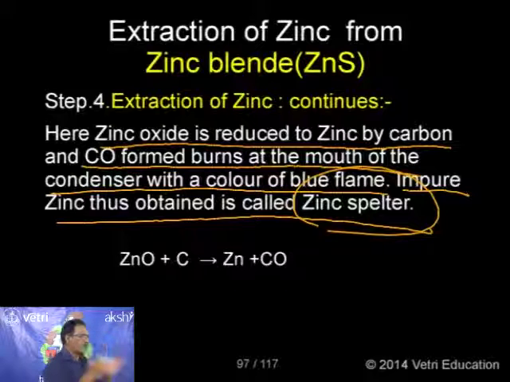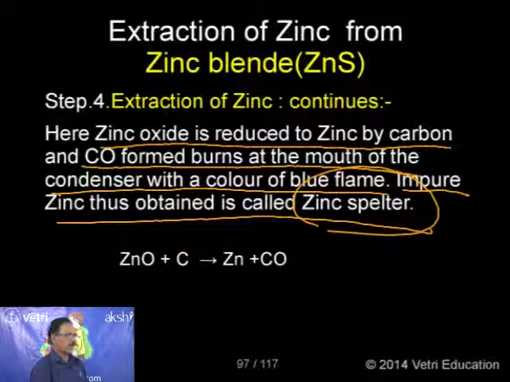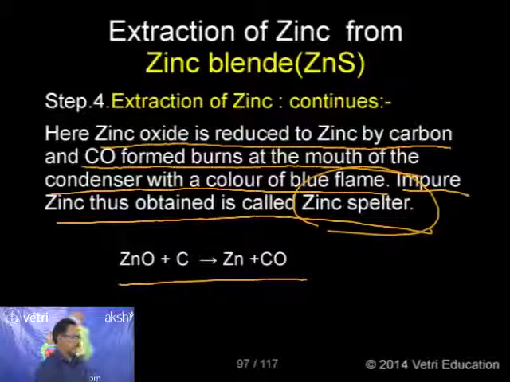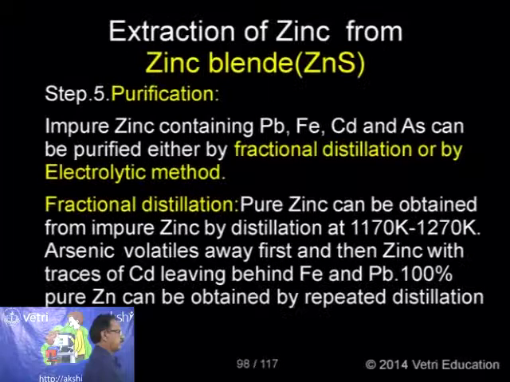So when we are heating zinc oxide with carbon, zinc oxide is getting converted into zinc and carbon monoxide is formed, which is burning with a blue flame. So the impure metal we are obtaining, we call it zinc spelter. This is the reaction: ZnO plus C gives Zn plus CO. This is the interesting information taking place in step 4.